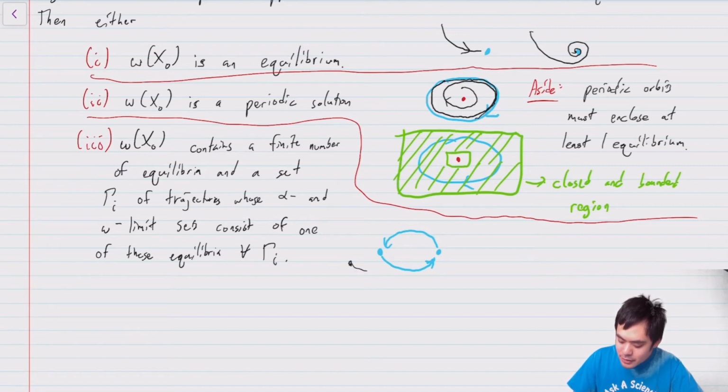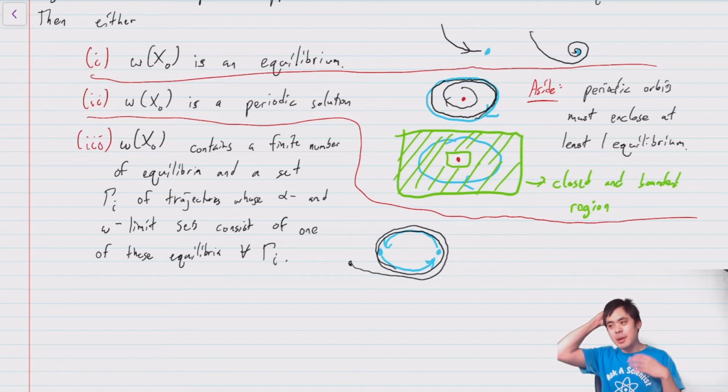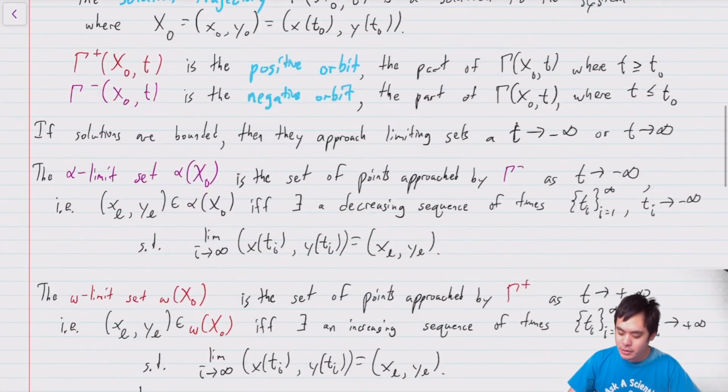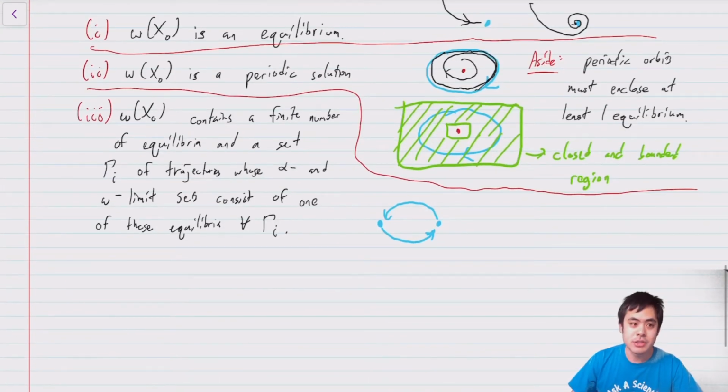So this might limit to something like this, which is not actually a periodic solution because of timing issues, basically. So the phase doesn't quite work out. But these are still potential omega sets.